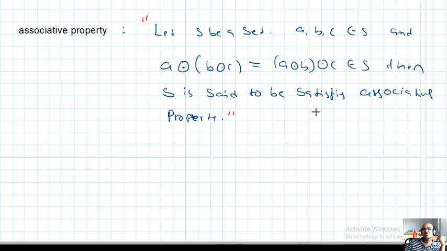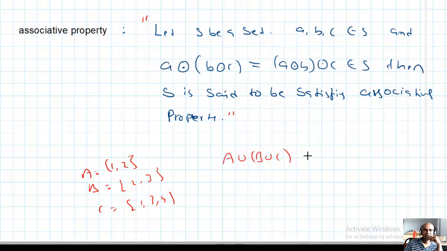Just what I wrote here is the definition. Especially for union of sets, A is taken as 1, 2, B is taken as 2, 3, C is taken as 1, 3, 4. Then verify this. We need to verify whether it will be satisfied. Verification, I am not saying proof. Proofs later for all this. Just verification only. To verify this, what should we do?